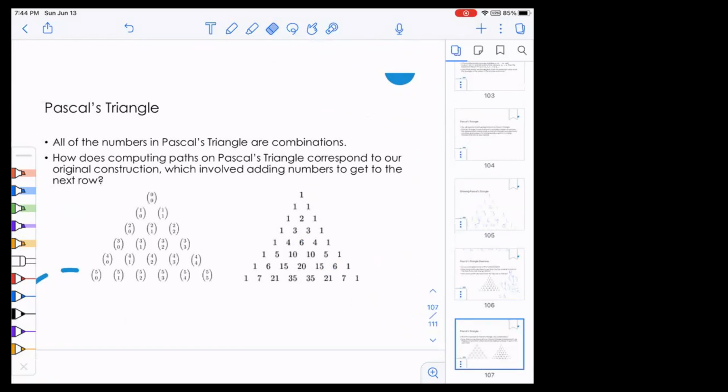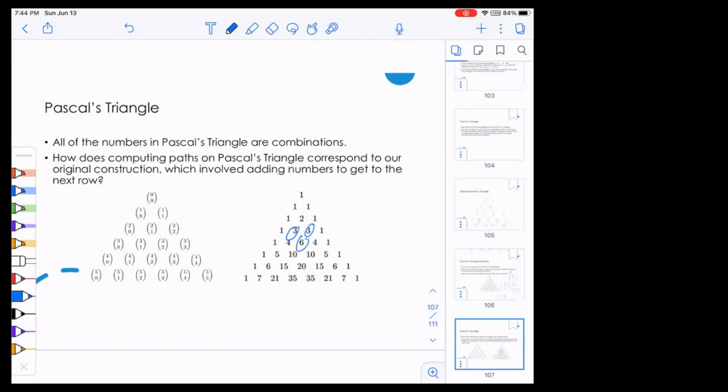So how does computing paths on Pascal's triangle correspond to our original construction, where we just added the numbers to get to the next row? Let's label just 2 points above something. Let's say these 2 3s and the 6. So we know that 3 plus 3 is 6, and that's why we initially threw the 6 there.